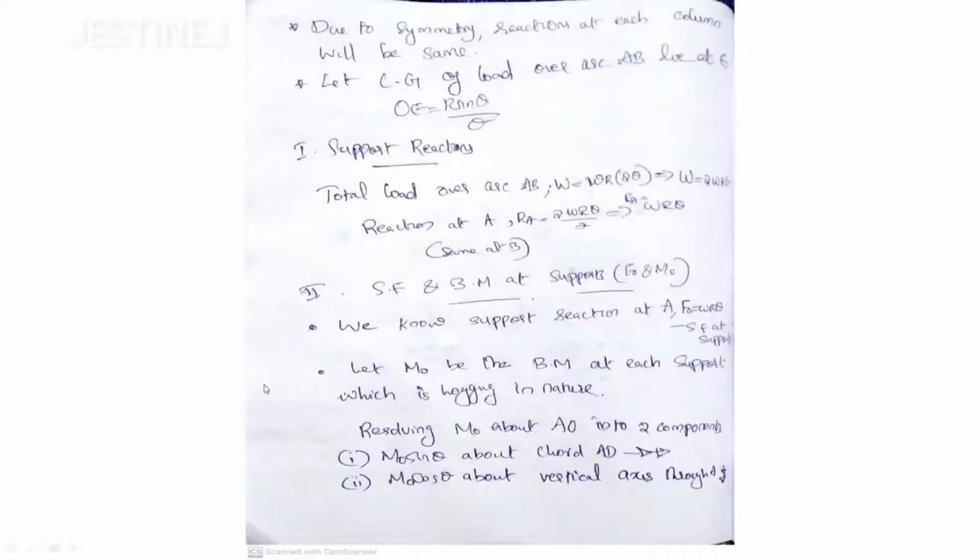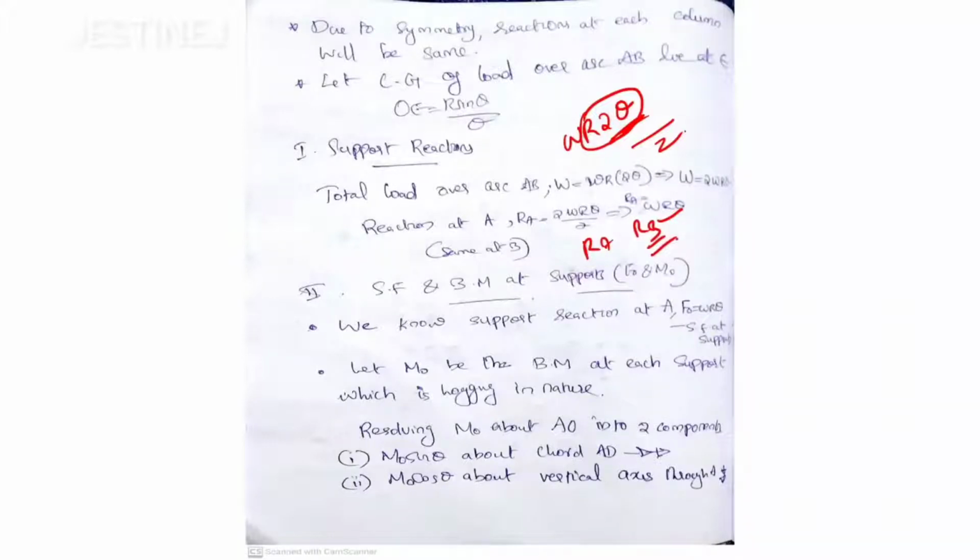Then the reactions at each support will be equal due to symmetry, isn't it? RA and RB are going to be the same. So what about the total load acting? It is going to be WR multiplied by 2 theta, this is the angle between this AB portion. So the total load over this portion AB is going to be WR 2 theta. And the reactions will be at both sides, so you can divide by 2. So you will get WR theta at both A and B.